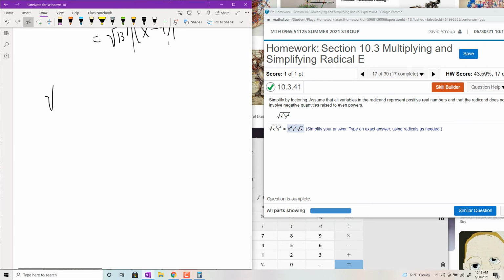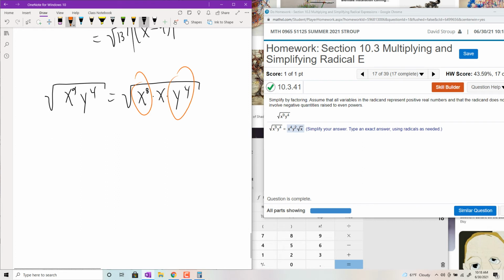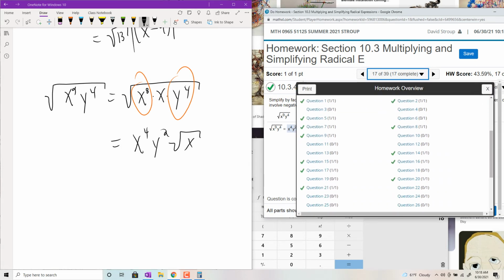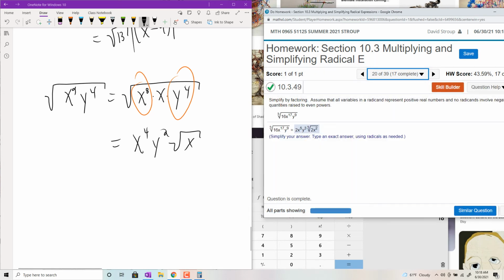So this is just simplifying, marching out perfect squares. So x to the 9th, I need to rewrite that as x to the 8th times x. I'll get y to the 4th. And then you see your perfect squares right there and there. Factor those guys out. So get x to the 4th, y squared, square root of x. 17, 20.